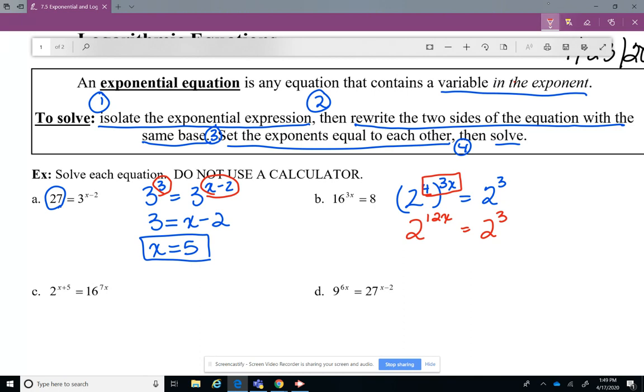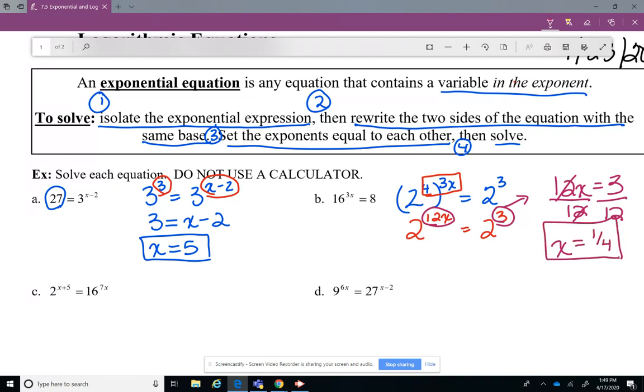Okay, now I can set the exponents equal to each other. I'm going to do 12x equals 3. So 12x equals 3. Fourth step, solve. So divide both sides by 12, and you're going to get x equals 1/4 because you want to make sure that you reduce it.